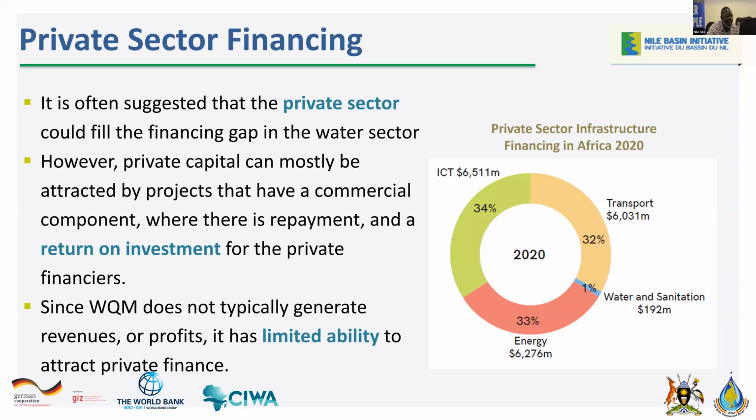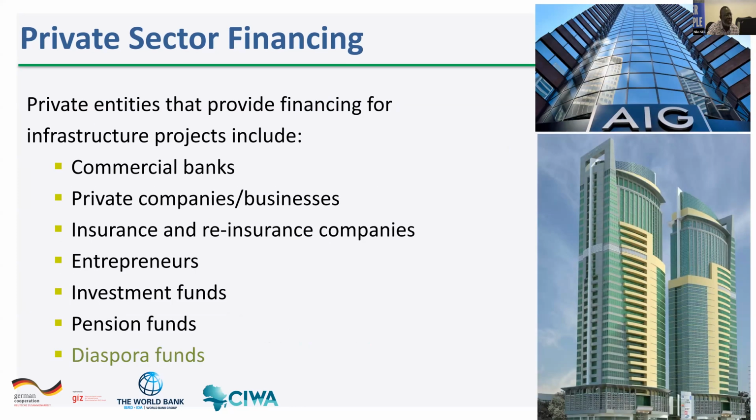The chart on the right is showing where private financing is being deployed in the infrastructure development sector in Africa in general. And we see that transport, energy, and ICT sectors have shared equally about a third each of the total private sector financing in Africa. And the water sector only takes 1% of the private sector financing in Africa because it is not that attractive. And which are the sources of private sector?